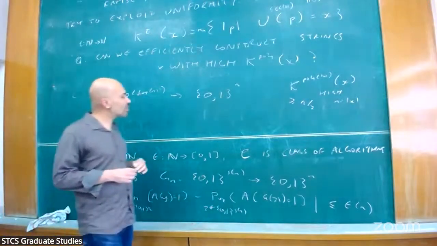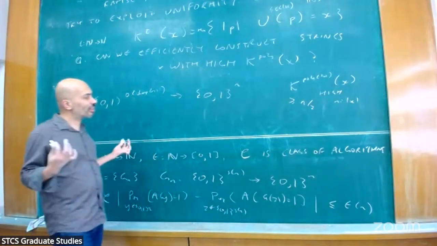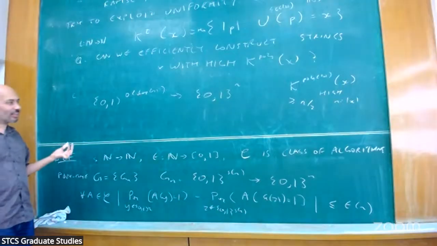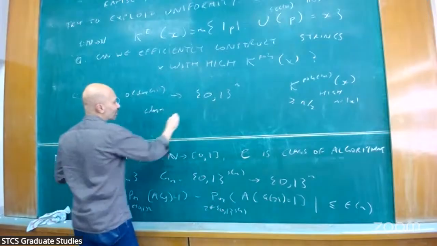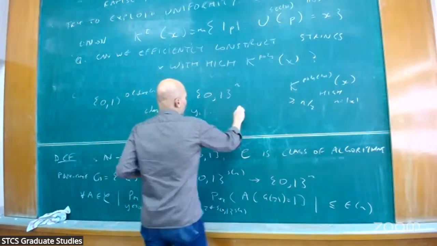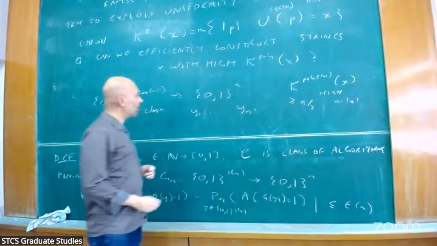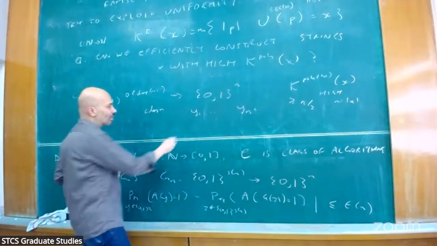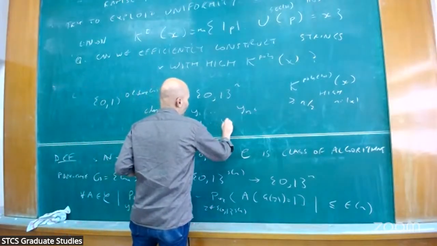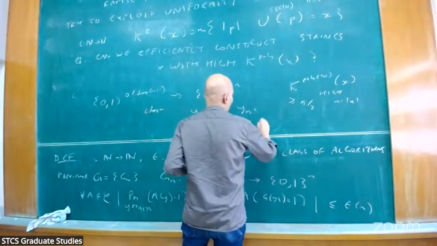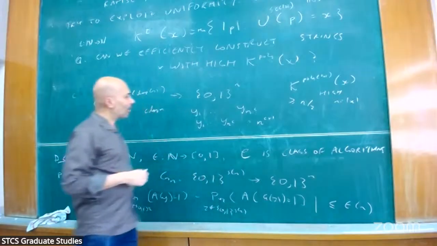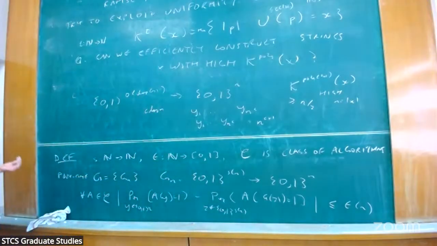But the issue is, how do we now get a single string? We can use the concatenation idea, right? So let's say C log n is the seed length here. So we have these n^C strings, y_1 to y_{n^C}, each of length n, and the concatenation of these, y_1 concatenated with y_2 up to y_{n^C}, is a string of length n^(C+1), which one might imagine has high K-poly complexity. But can anyone see what the issue is with doing that?